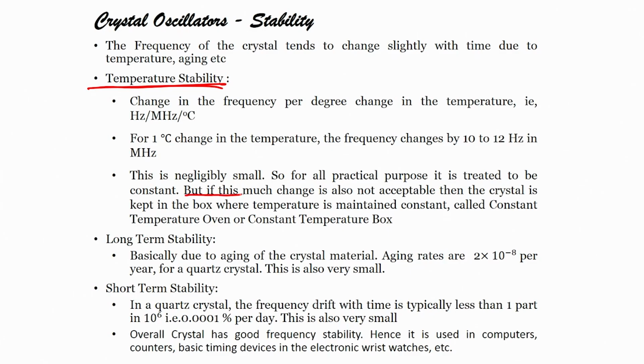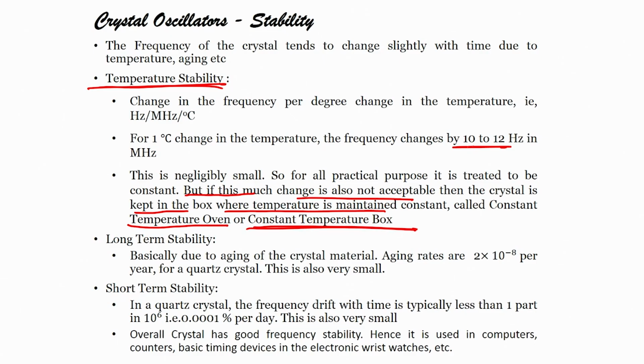But if this much change is also not acceptable, then the crystal is kept in a box where the temperature is maintained constant, called a constant temperature oven or constant temperature box, alright. So, in some of the cases even the smallest change in the temperature will cause a little change in the frequency, which is 10 to 12 hertz for 1 degree, right. So, for 2 degrees it will be 24 hertz, for 3 degrees there will be more, so 36 hertz, and so on and so forth.